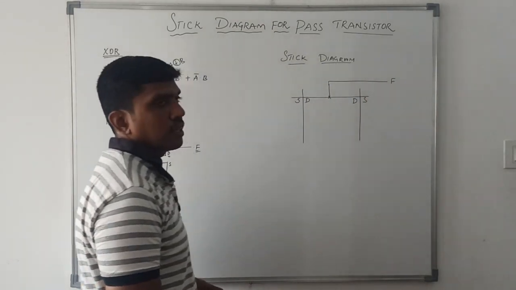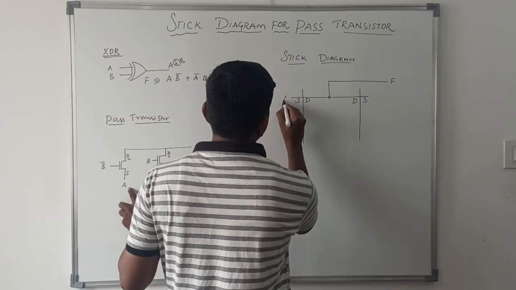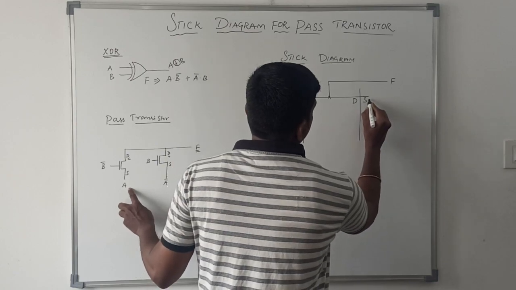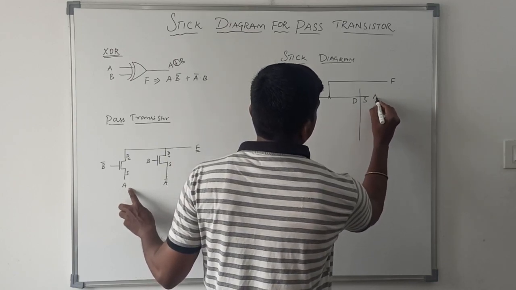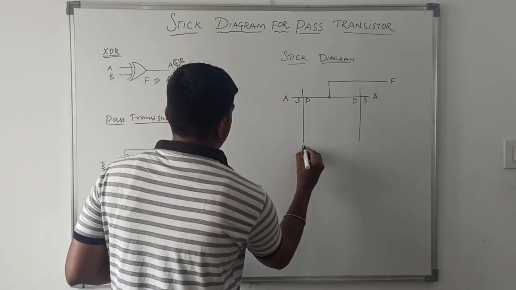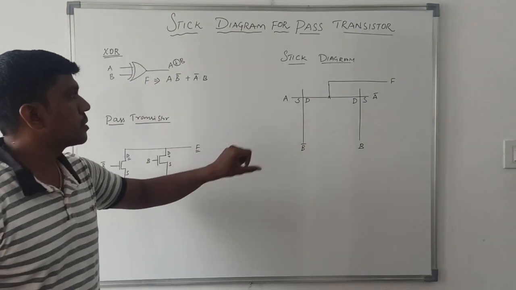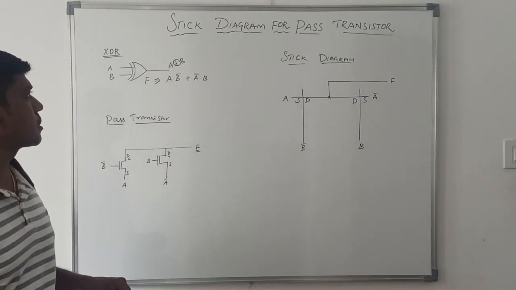The output represents F. This source point is connected to A. The second transistor's source is connected to A bar. Then the input values are B bar and B. So it's a simple stick diagram for the transistor logic.